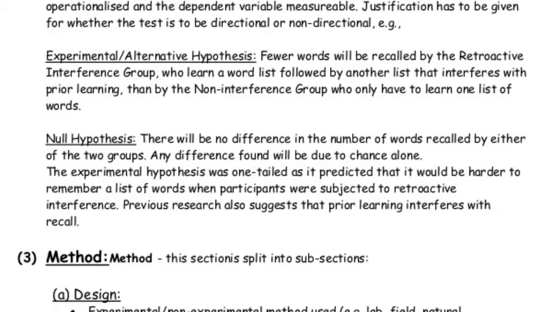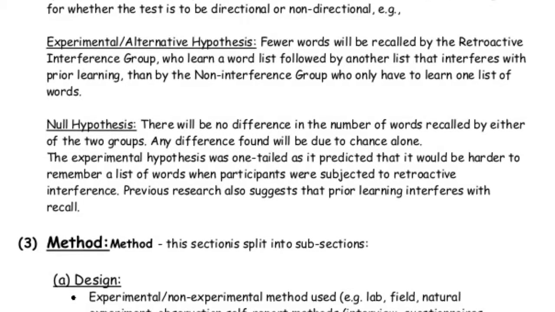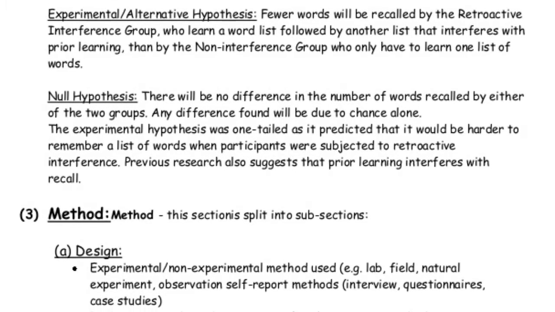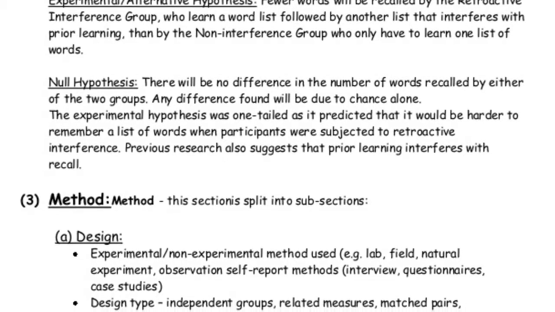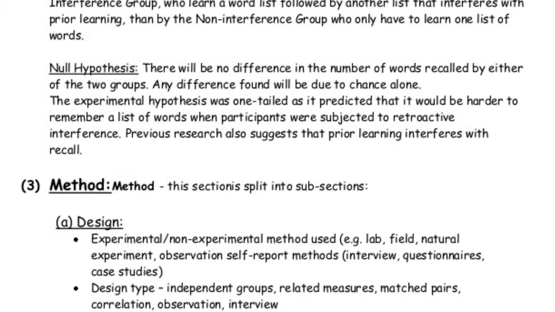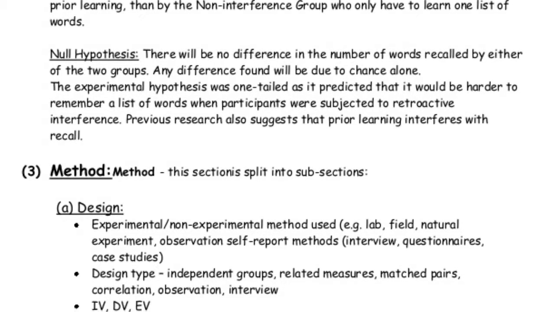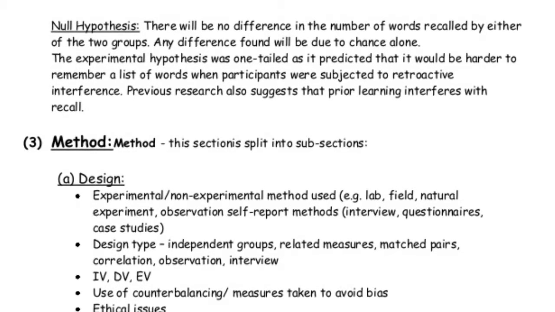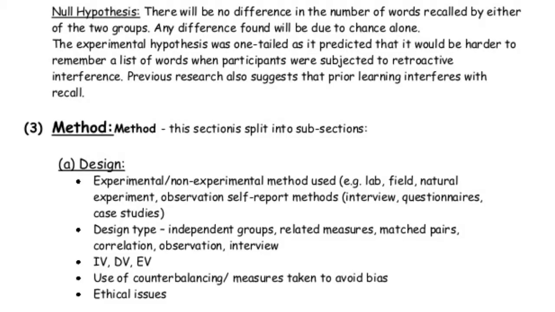It should include the sample, so how many participants, biographical or demographic information, as long as it does not compromise anonymity, the sampling method and the target population. Apparatus and materials, so the details of any assessment instruments used and other relevant materials.